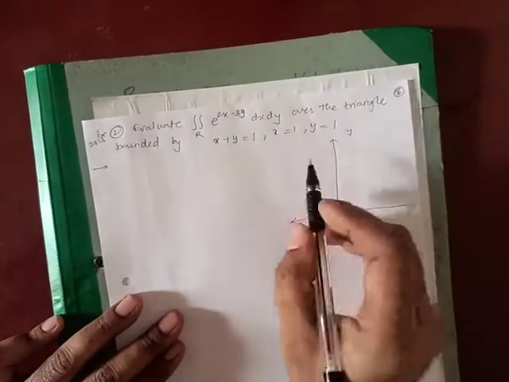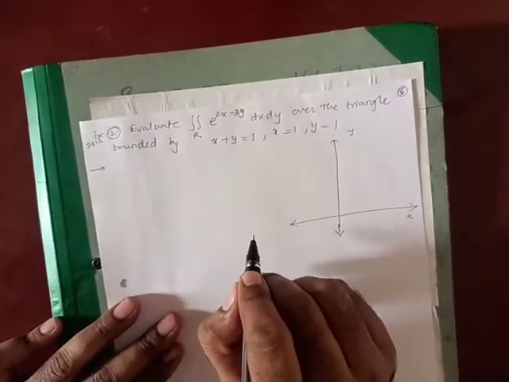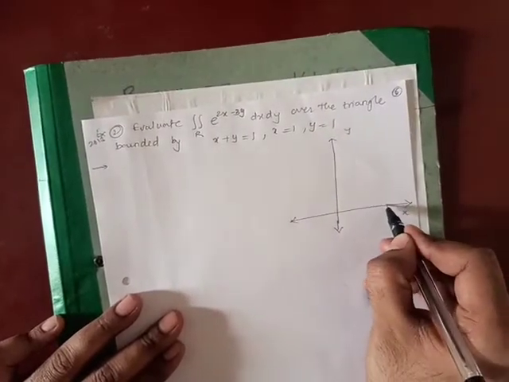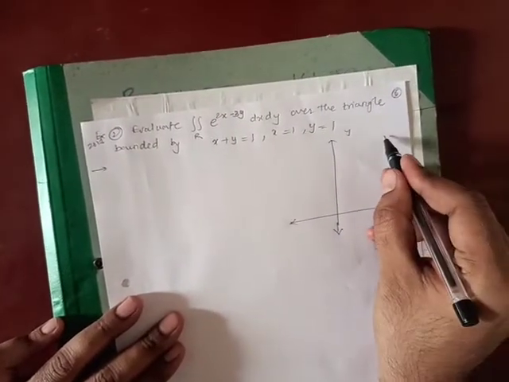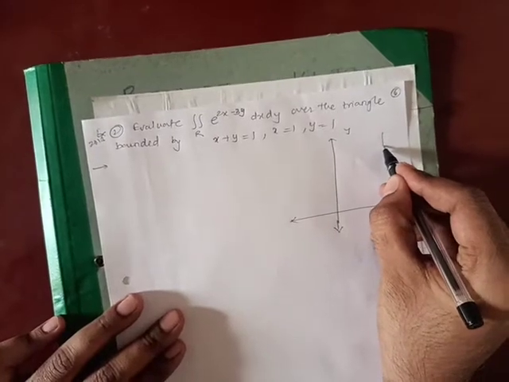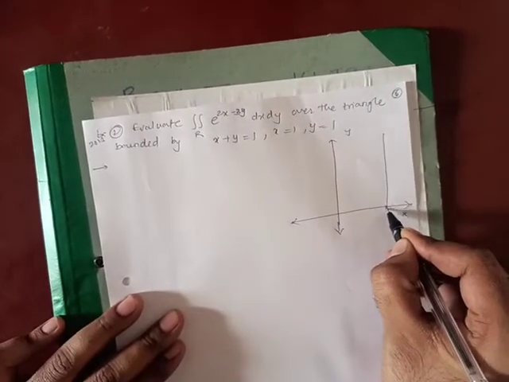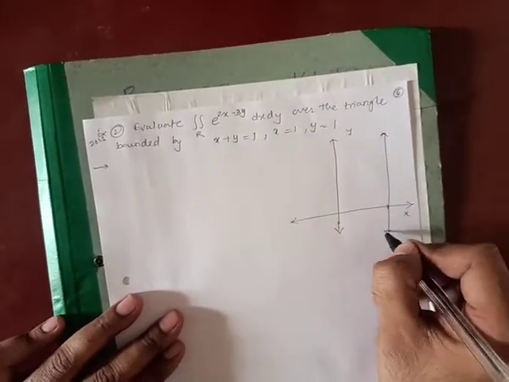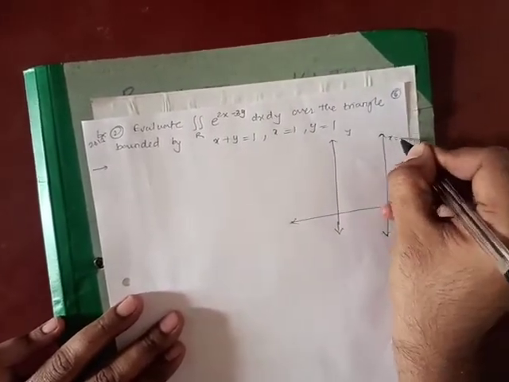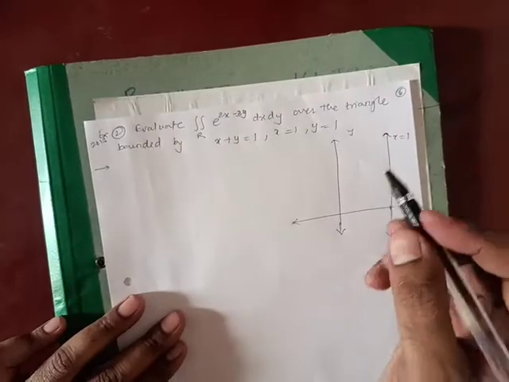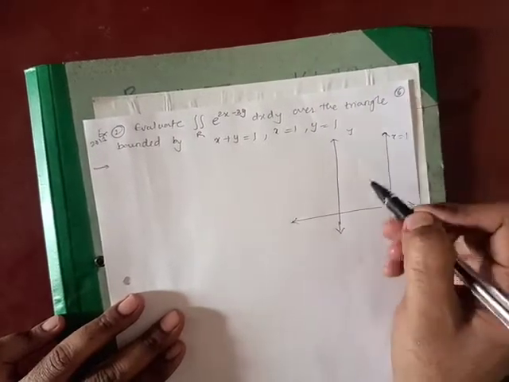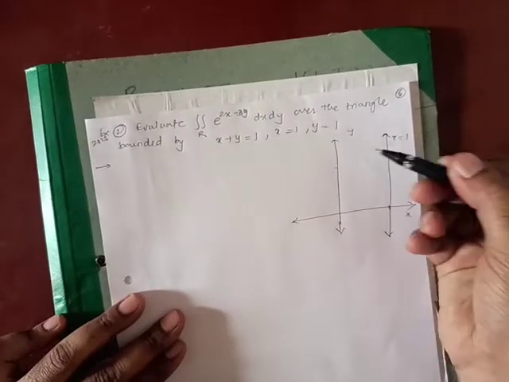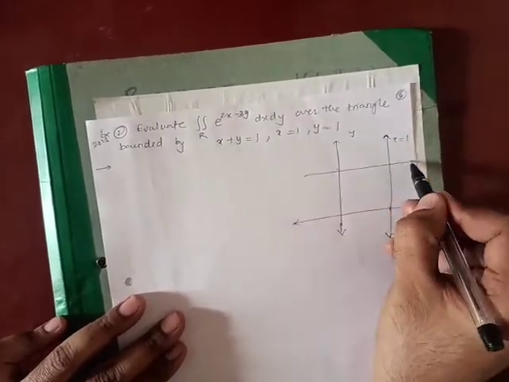X, y. X plus y equal to 1. Right? Let us first of all write x is equal to 1. If this is x is equal to 1, then x is equal to 1 will be a line parallel to y axis. Let's say this is x is equal to 1. Next, y is equal to 1. This is x is equal to 1, then this will be y is equal to 1.